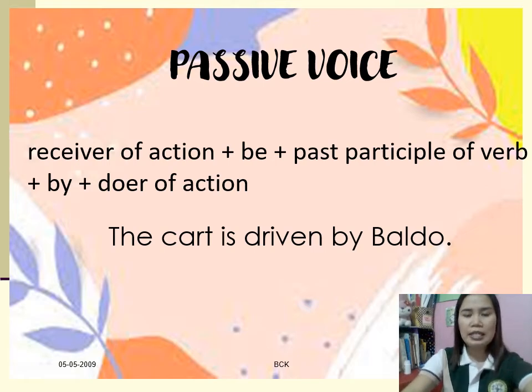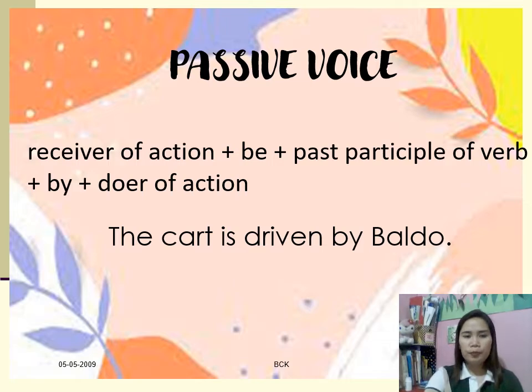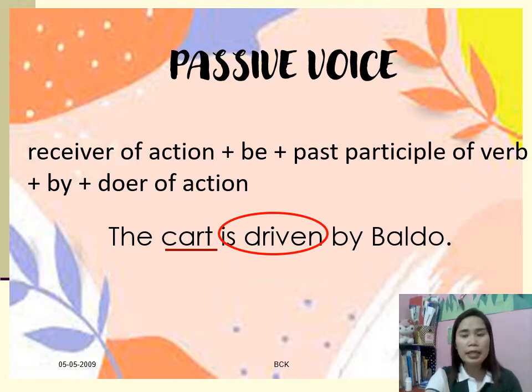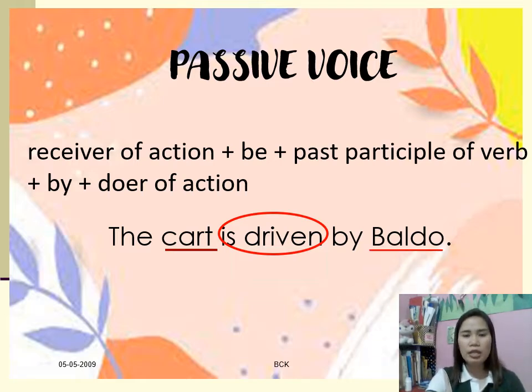So we have an example here. The car is driven by Baldo. Okay? So the receiver of the action is the car, which is the subject. And our verb is driven. So is because car is singular, and driven is the past participle of the verb drive. And of course, Baldo is the doer of the action. Okay? All right.